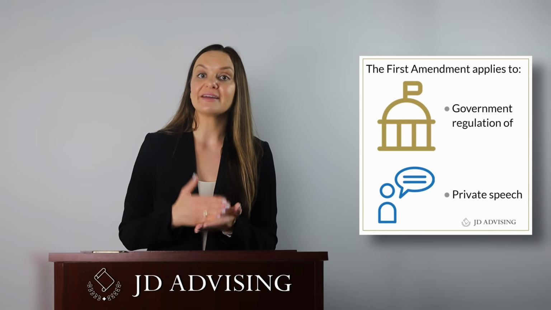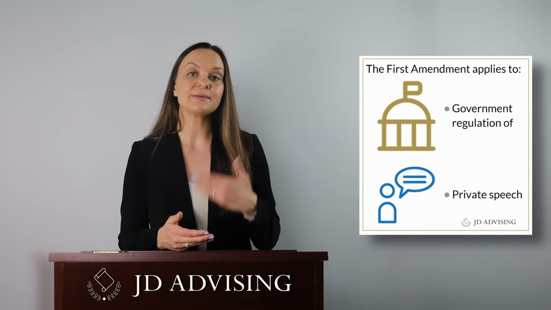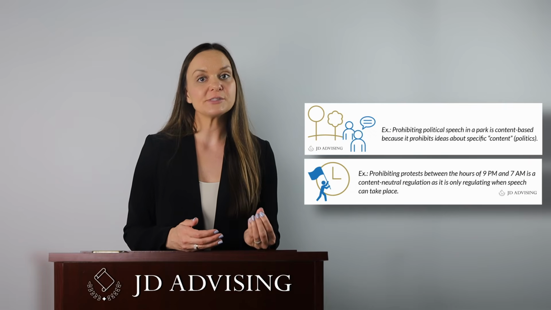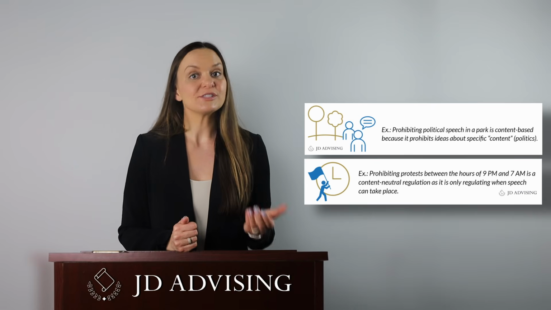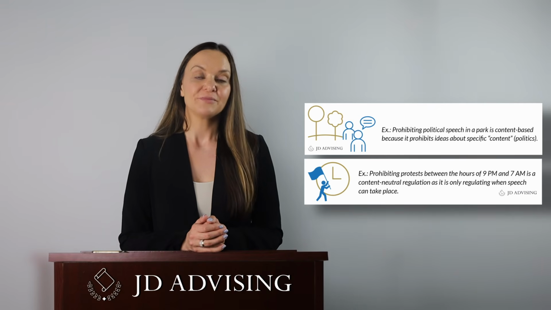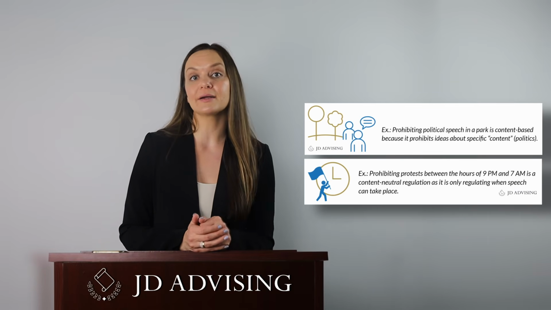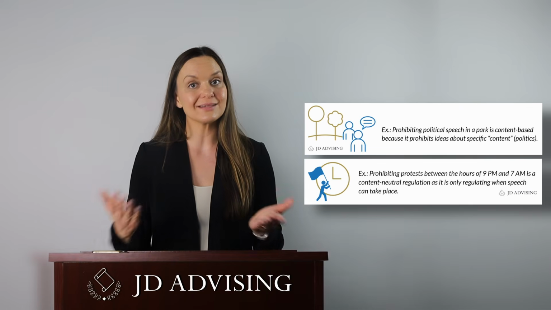Now, diving into some specific free speech issues, first remember that in order to have a potential First Amendment issue, you need government action. This means there must be a government regulation of private speech. To put a few other things on your radar, you should memorize and be able to tell the difference between content-based restrictions and content-neutral restrictions. If it's a content-based restriction, it seeks to forbid communication about certain ideas or content. For example, prohibiting political speech in a park is a content-based restriction because it prohibits ideas about specific content or politics.